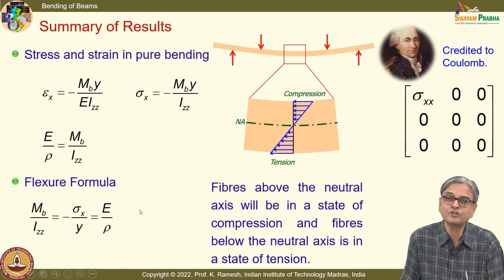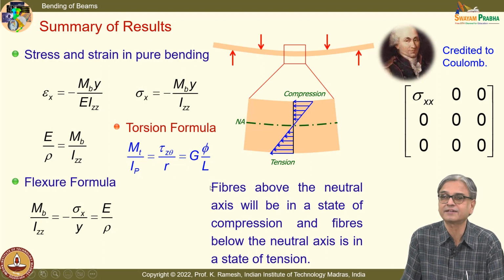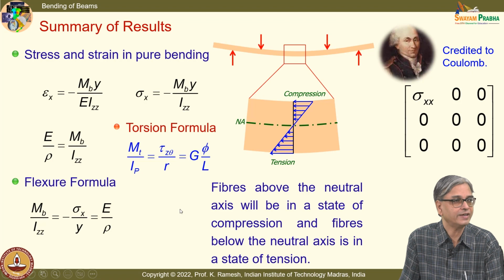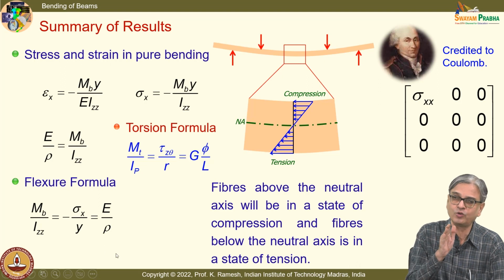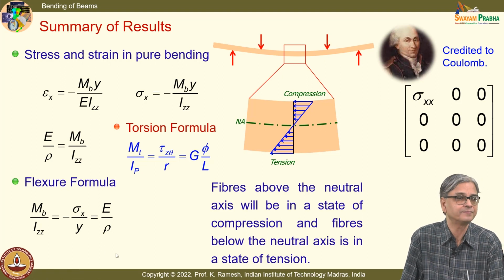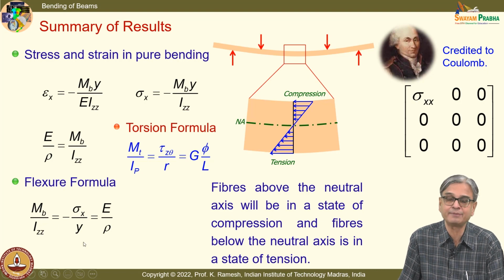Do you have an equivalent in torsion? You have a torsion formula that gives Mt by Ip equal to tau z theta by r equal to G phi by L. Fine. So, I have this flexure formula, and only in our development you will find this as minus sign, because we have followed systematically the sign convention, and you have got this minus sign because it also tells you that when I have a positive bending moment, I will have compressive stress developed.